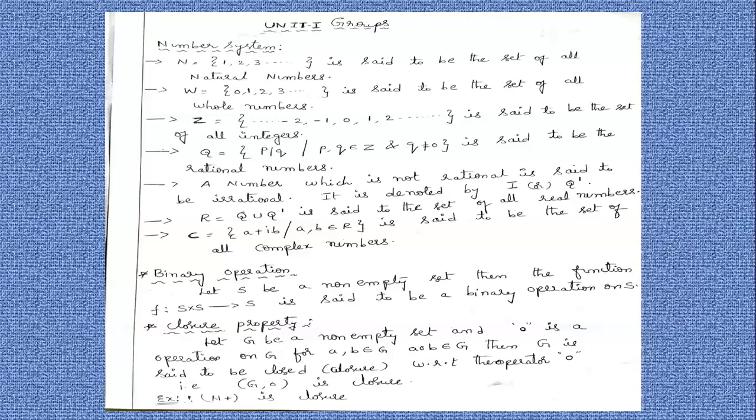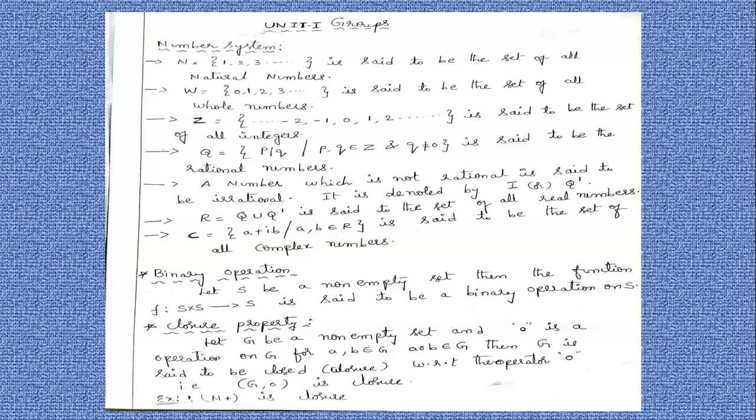Now we are discussing rational numbers. Rational numbers are of the form P by Q, where P, Q belong to integers and Q is not equal to 0. This set is denoted by Q. Positive rational numbers are denoted by Q plus and negative by Q minus. A number which is not rational is said to be an irrational number, denoted by I or Q dash. The union of rational and irrational numbers is called the real numbers, denoted by R.